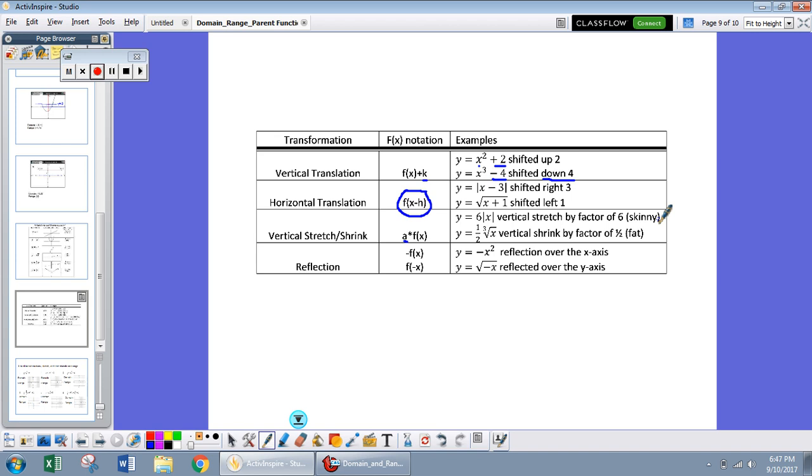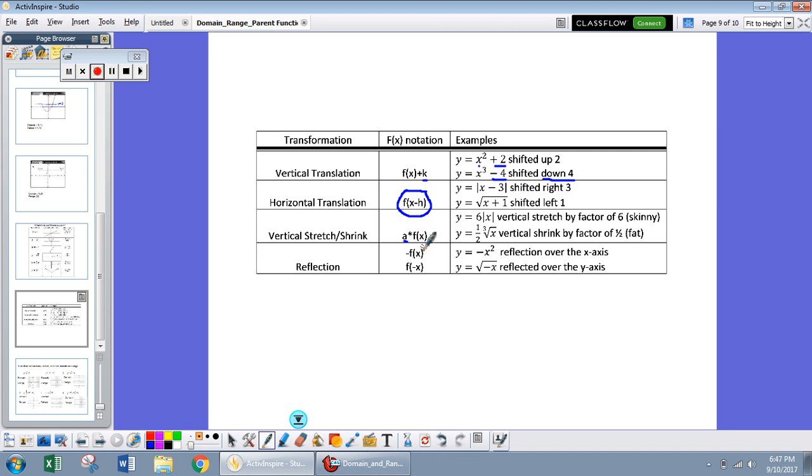And a lot of times we just say that that looks skinny compared to the parent function. Whereas y equals 1/2 cube root of x, again, it's on the outside, so it's going to affect the outputs. So this would give us a vertical shrink or make it look a little fatter by a factor of 1/2.